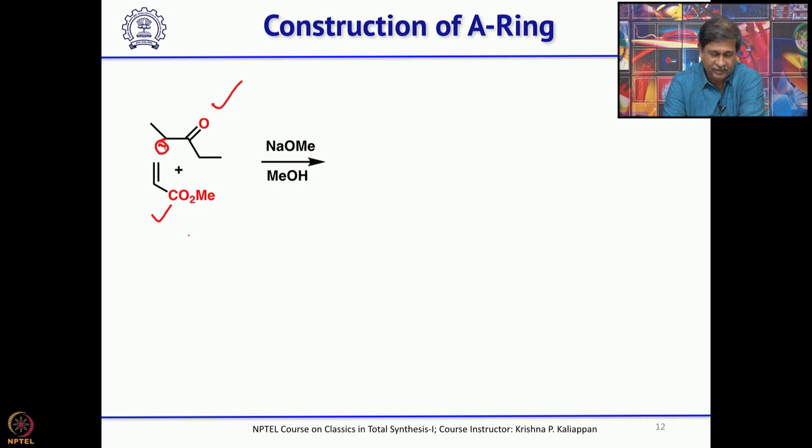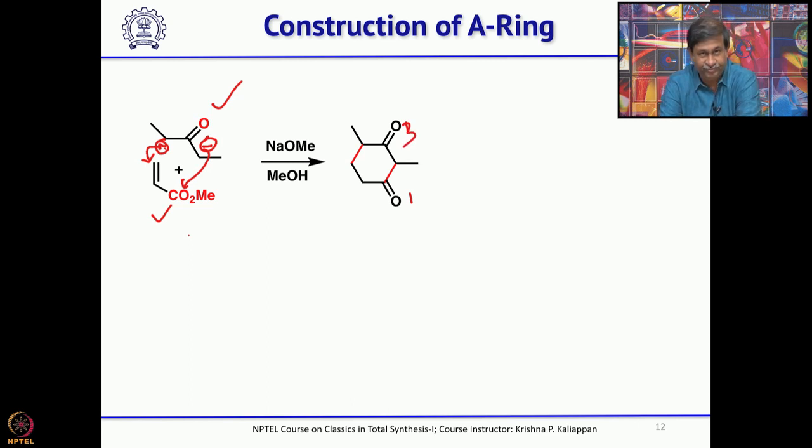First the enolate, that is a carbanion, is formed here and it undergoes 1,4 addition, and another enolate forms on the other carbon. The carbanion can attack this and it gives a decent yield of this cyclohexane 1,3-diol, with methyl groups at the 2 and 4 positions, 2,4-dimethyl.